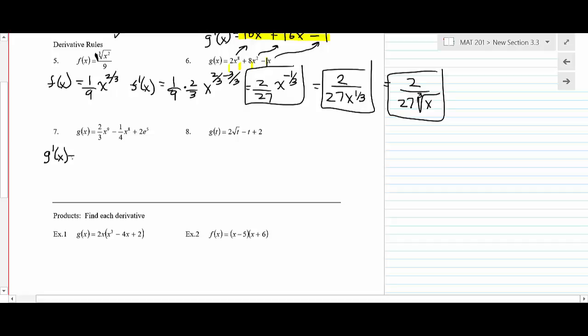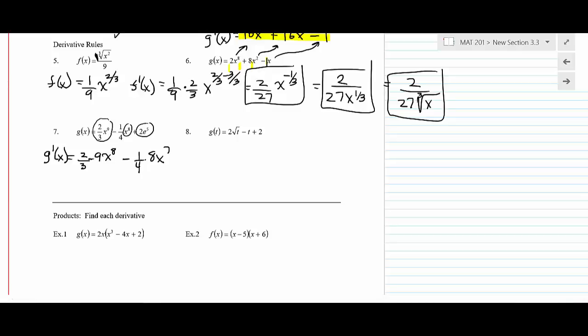Okay, the next one, g prime of x. I'm just going to do each piece separately. So I'm going to write down the 2/3. The derivative of x to the 9th is 9x to the 8th. Okay, that's your power rule. Then I bring down the minus. I write down the 1/4. And the derivative of x to the 8th is 8x to the 7th. All right, what did you put for the derivative of 2e to the 5th? Oh, outstanding. Not 10e to the 4th. Everybody got that? e is a constant. It's not a variable, so that's 0. Okay, so we have that.